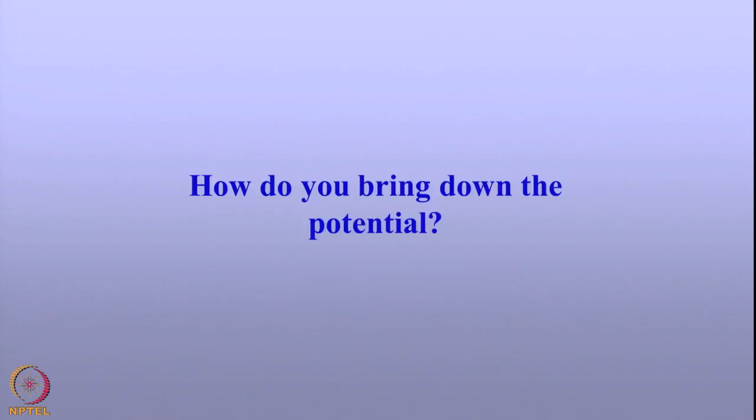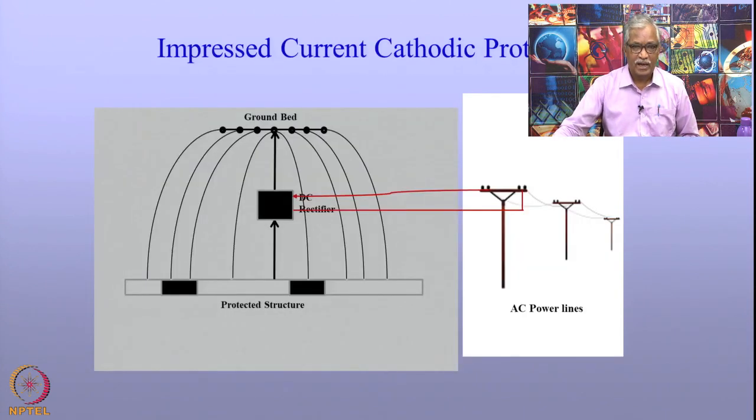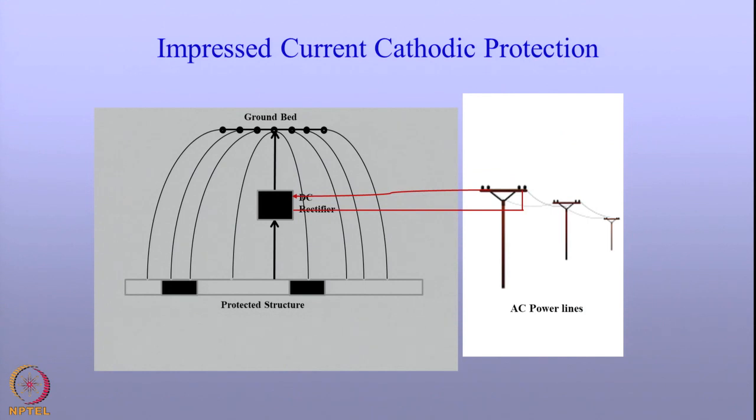So, the next question is, how do you bring down this potential? What are the ways to do that? There are two ways of doing it. First, let us go into one method. This is called the impressed current cathodic protection system.